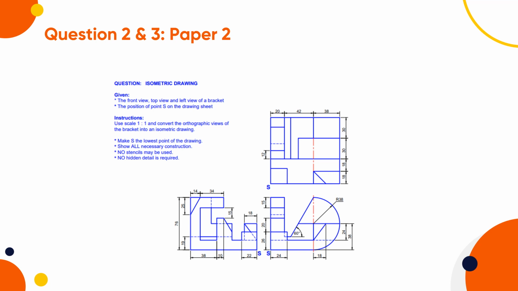So in this case, 2 isometric drawings on paper 2, question 2 and 3, and again making sure that we understand and are able to interpret our third angle orthographic projection, knowing what our front views, our top views, our left views, or our right views are, depending on the question. Noting where our lowest positions are of the drawings, in this case point S as it shows on the drawing, and being able to start off the drawing correctly.